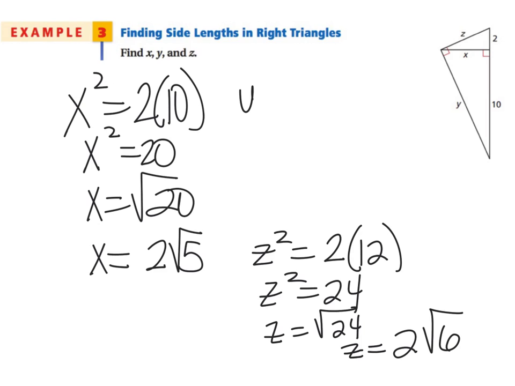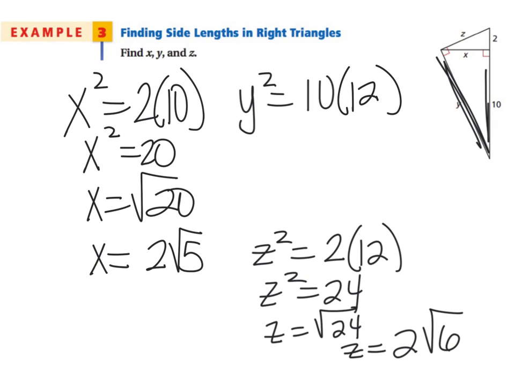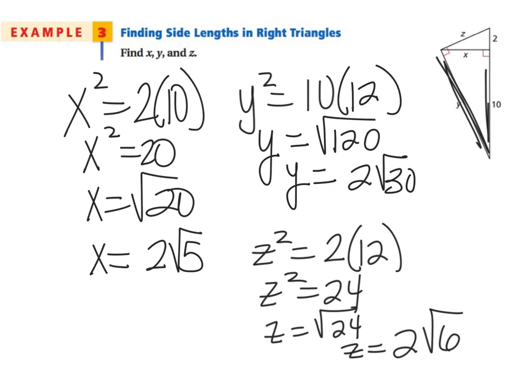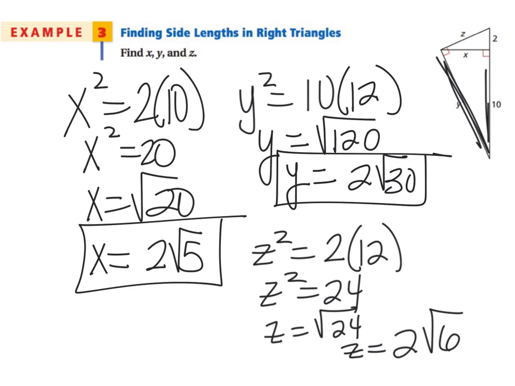And y. Same thing. y squared equals the adjacent side, which is 10, multiplied by the hypotenuse, which is 12. That gives us 120, so we're going to get root 120. That would simplify into, let's see, 4 times 30, so it'd be 2 rad 30. And there we go.